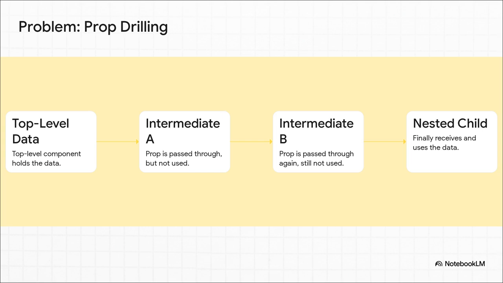All right, on to the next headache, something called prop drilling. This happens when you have data way up at the top of your app that's needed by a component buried deep, deep down. To get it there, you have to pass that prop through every single component in between, even if they couldn't care less about it. It's just messy, you know? It's inefficient, and your code becomes a real pain to refactor later on.